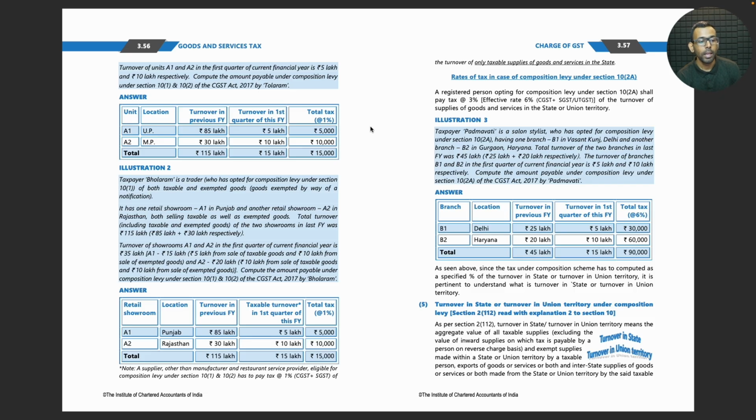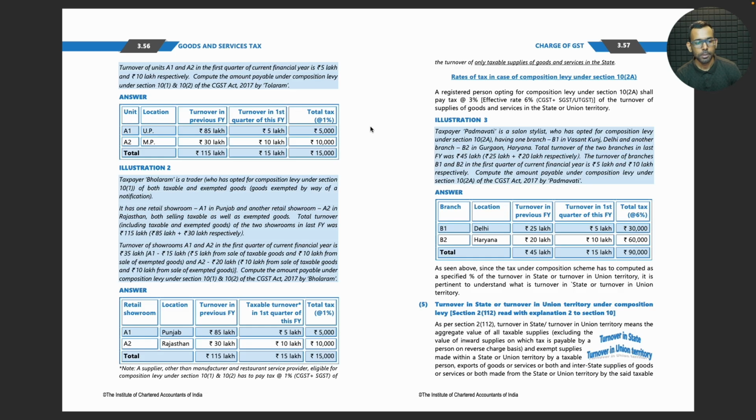arm. A1 and A2 turnover in the previous year is 85 lakhs and 30 lakhs. So total 1 crore 15 lakhs. In the first quarter of this financial year it is 5 lakh and 10 lakhs. So just multiply by 1% and compute the tax.